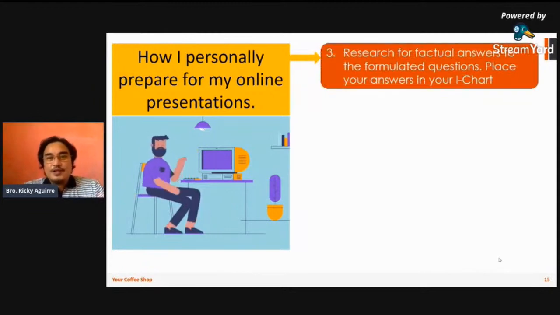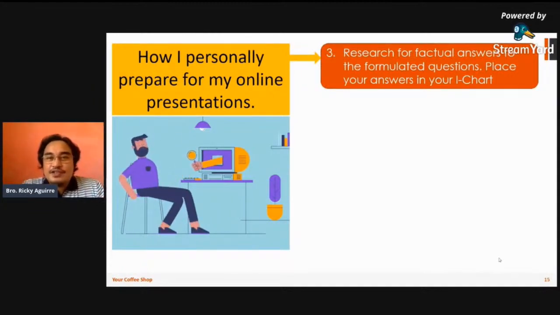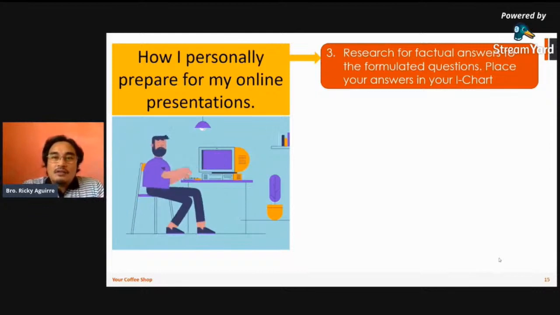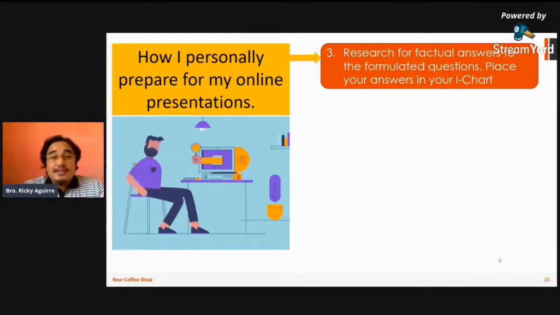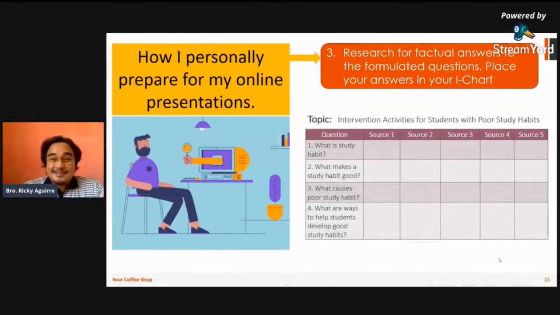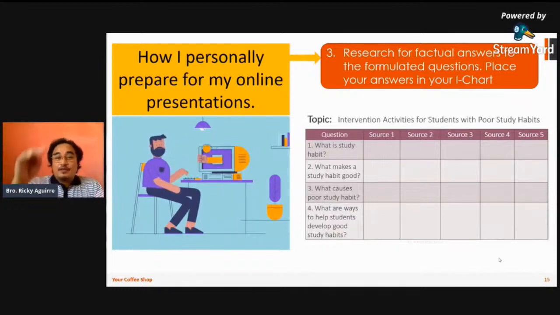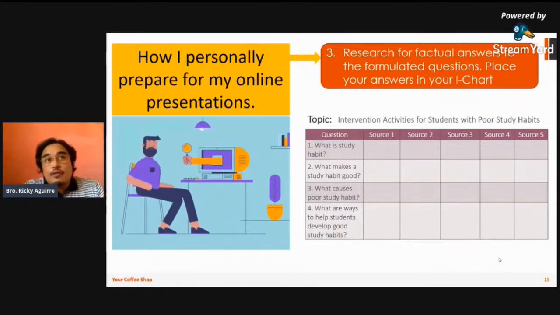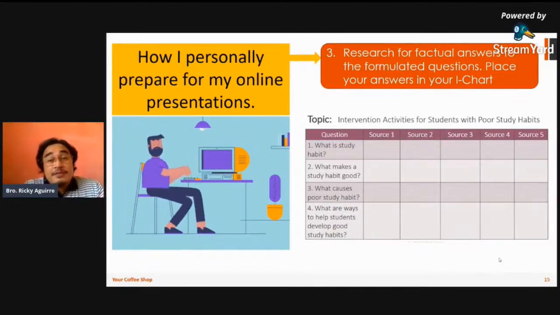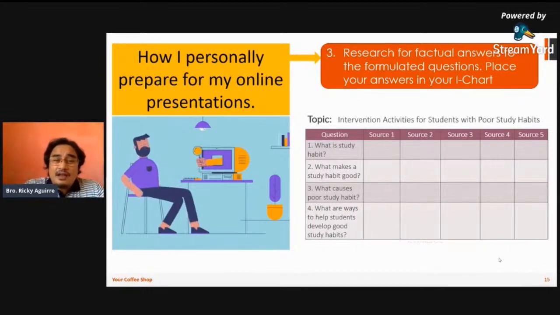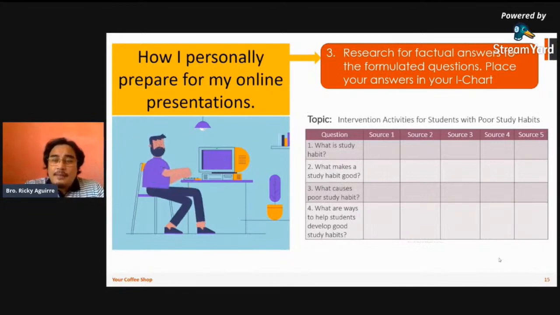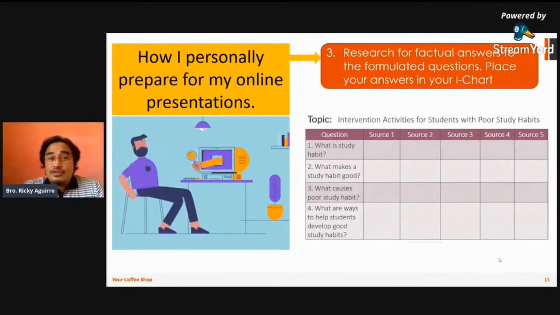Next, the third step that I do is that I research for factual answers to the formulated questions. Then I place my answers on my chart like this. So the topic is intervention activities for students with poor study habits. I have questions. Mostly I look for 3 to 5 sources, but sometimes if I have enough time to research, I go beyond 5 sources and I make a handout out of it or a module out of it.